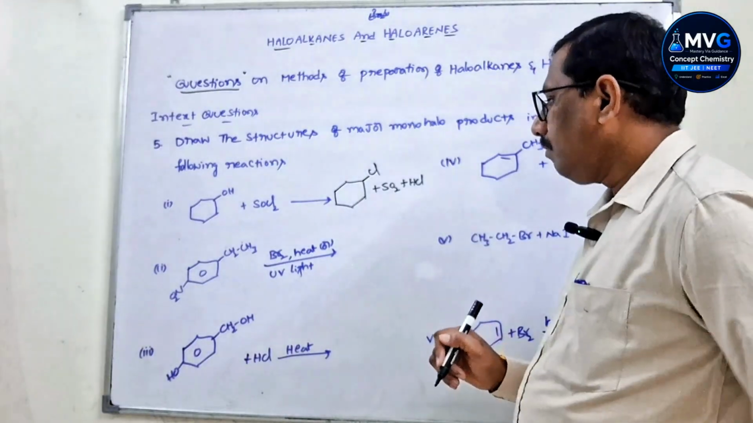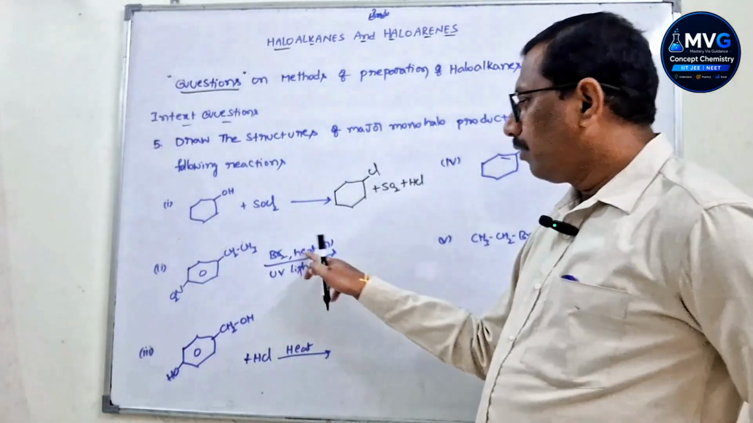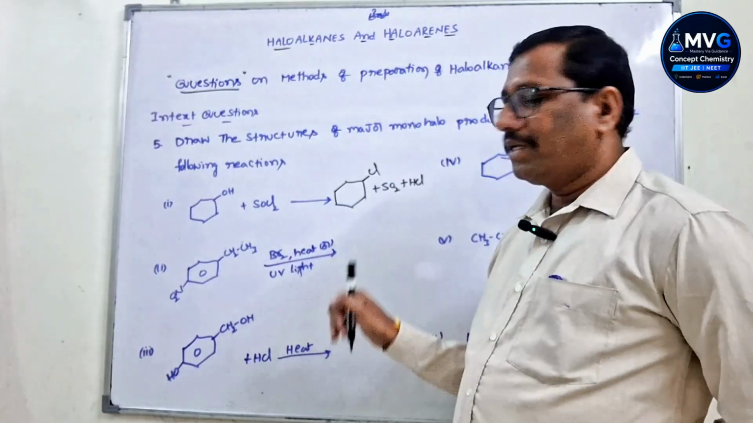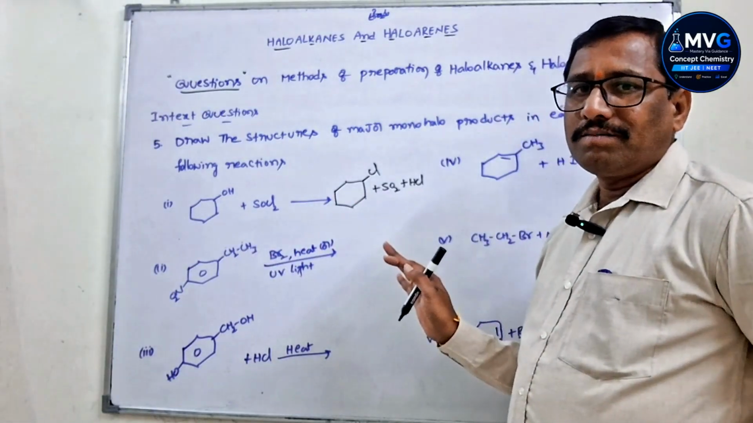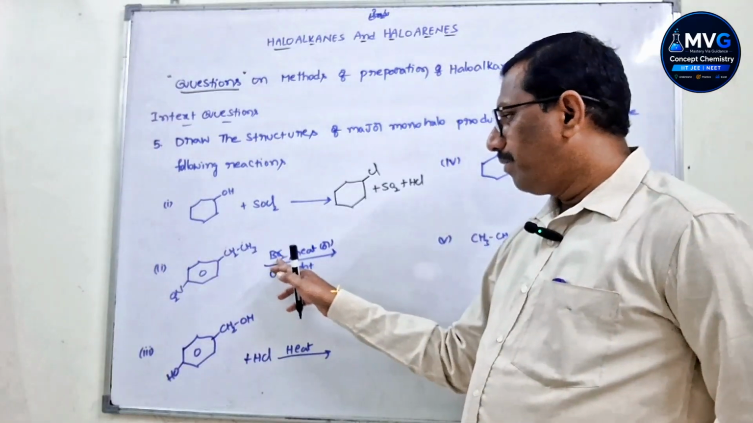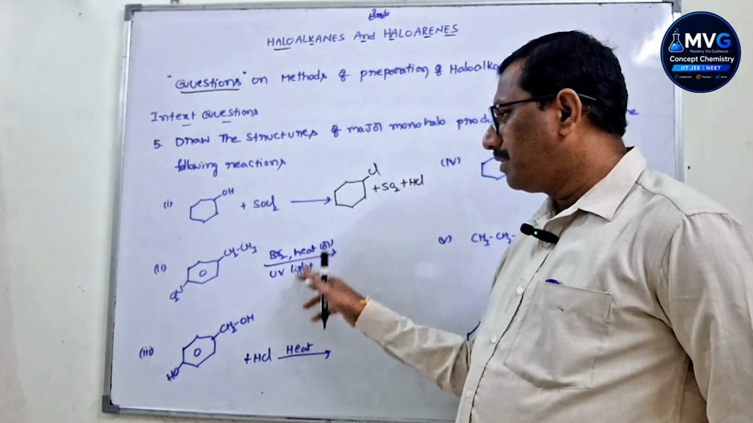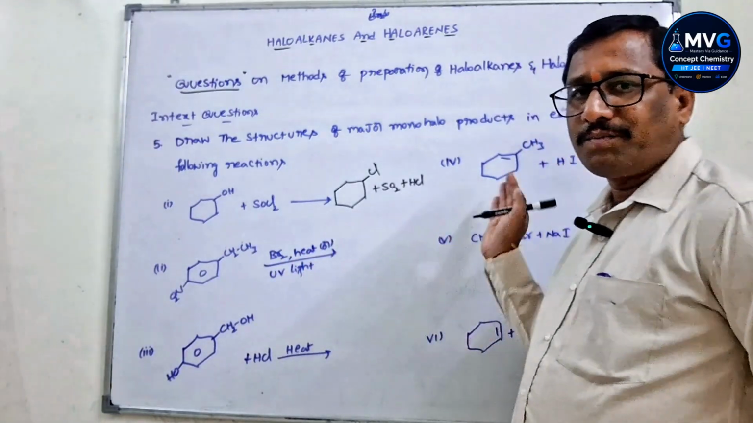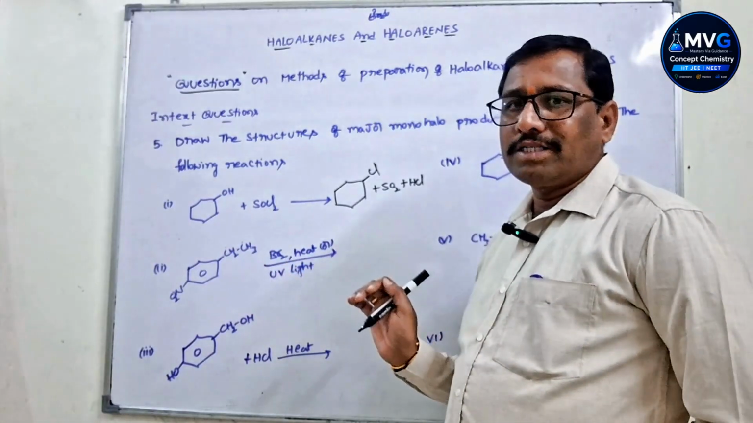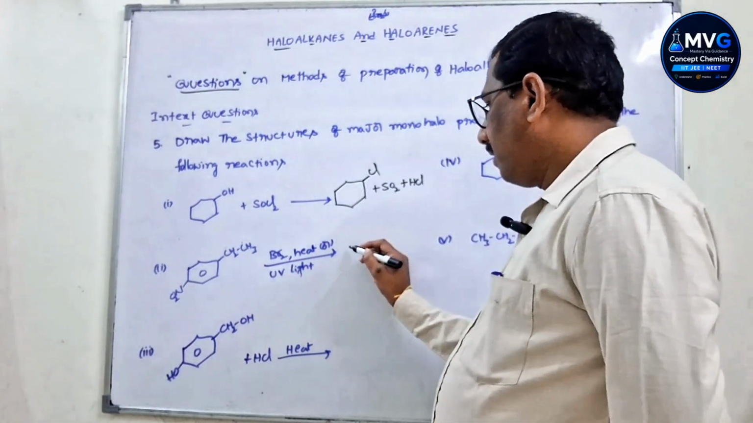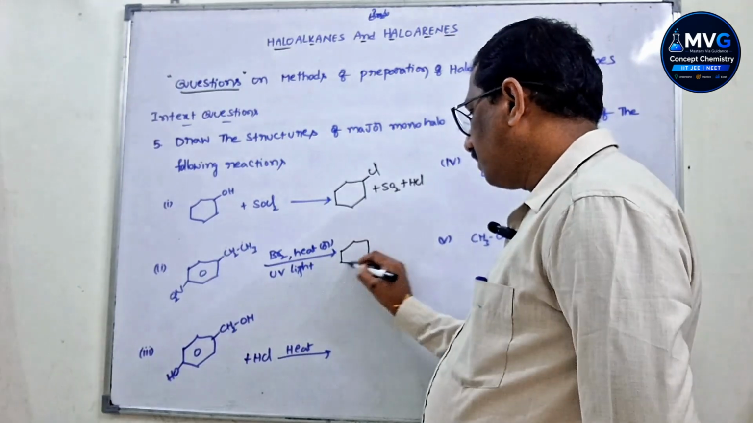Next, here, students, Br2 with heat and UV sunlight is given, which means the reagent is suitable for alkanes. Br2 with heat and UV light means a photochemical reaction. We discussed this in the previous question. Now the reaction will take place on the alkane part.